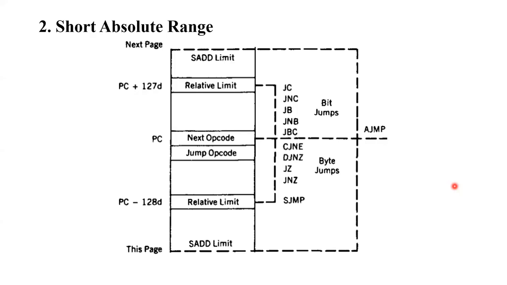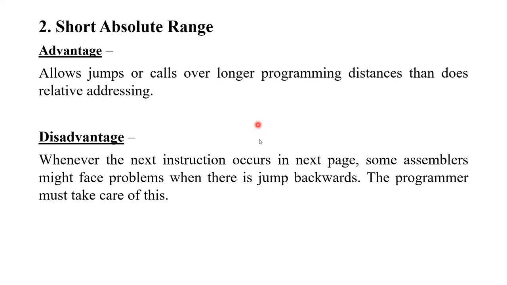It means that we can have much longer programs within 2 kilobytes, so we can have jump instructions there, right? This is about the short absolute range. What is the range for short absolute range? It is 2 kilo pages, right?